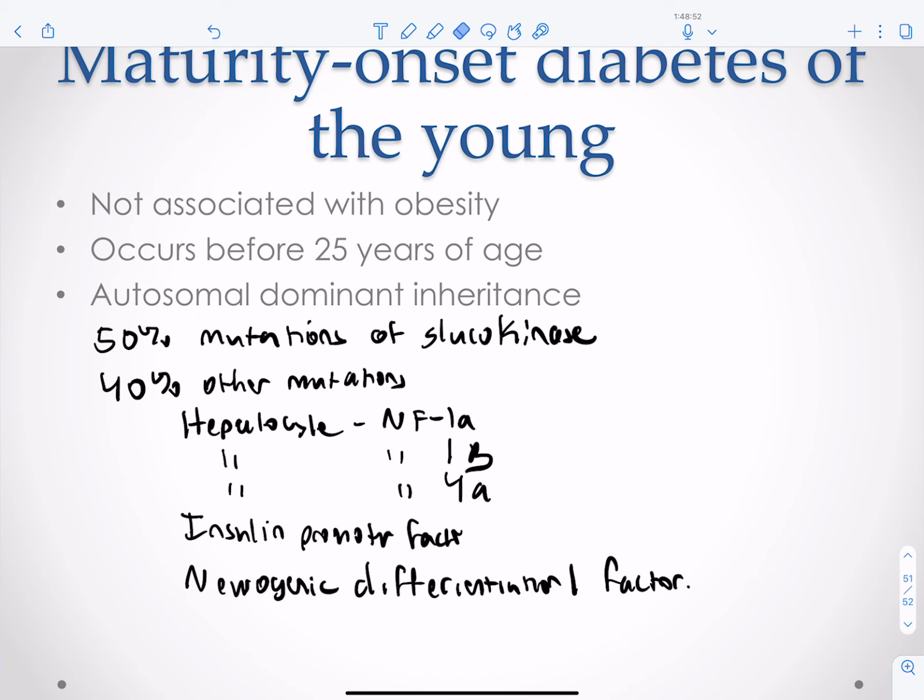Now there's also maturity onset diabetes of the young. This is not associated with obesity. It occurs before 25 years of age, and it's thought to be an autosomal dominant inheritance pattern. 50% of the people who suffer from this have mutations in glucokinase. And you know that glucokinase is the variant of hexokinase that's in the liver as well as in the beta cells of the pancreas.